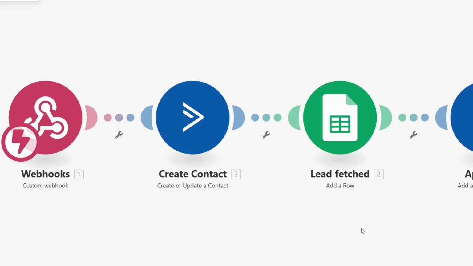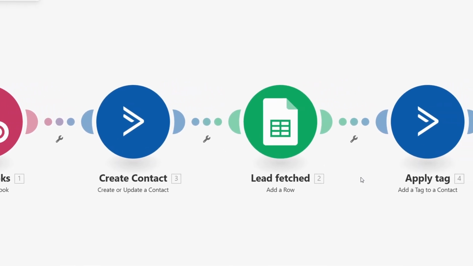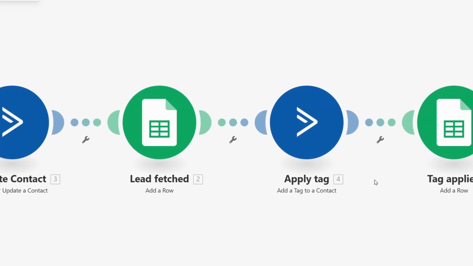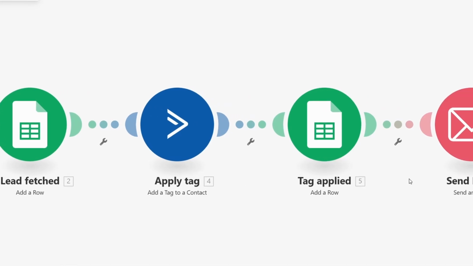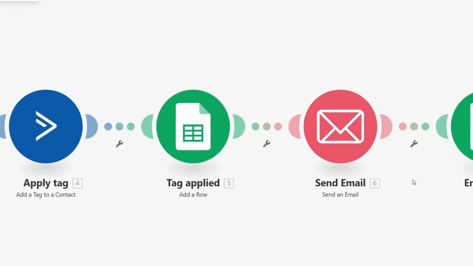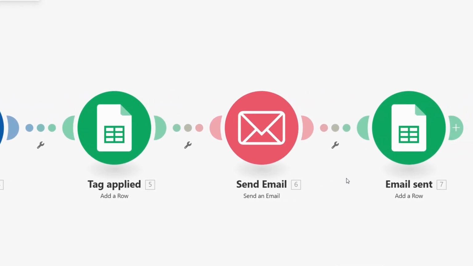One of the best habits for debugging is adding your own logging. Use the text aggregator, webhook response, or even a Google Sheets module to record progress. After each major step, log messages like lead fetched, tag applied, or email sent. This helps you see the exact point of failure when a scenario doesn't complete. You can even send logs to Slack for live notifications when something goes wrong.